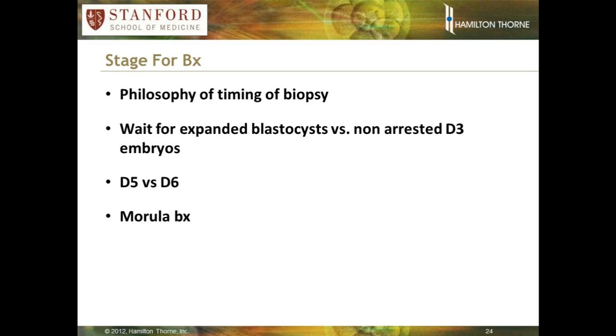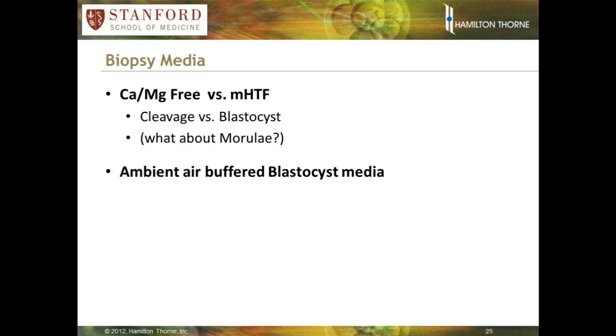And I do realize and understand that this opportunity for fresh day 6 transfer is really only available to those programs who are within a stone's throw or an hour or 2 flight away from a PGD or PGS molecular lab. If I can have the next slide, please.